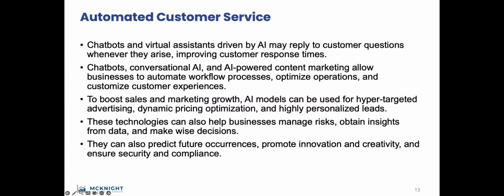Okay, moving on to the next category, automated customer service. For better or for worse, automated customer service, chatbots and virtual assistants. We've all experienced chatbots and virtual assistants. Sometimes they're very frustrating, right? But they're here to stay. For better or for worse, I think they'll get better.